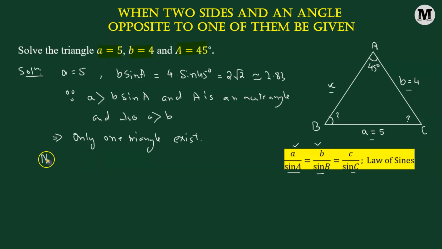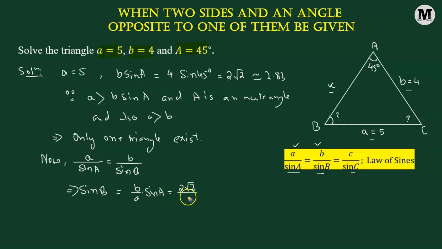So now we have a over sine of angle A equals b over sine of angle B. Here we have a, we have b, we have the angle A as well. So this is going to help us obtain the value of sine of angle B. So sine of angle B is simply going to be b over a multiplied by sine of angle A. We can substitute the values of b, a and angle A in this formula, and that should give us 2 times square root of 2 divided by 5.